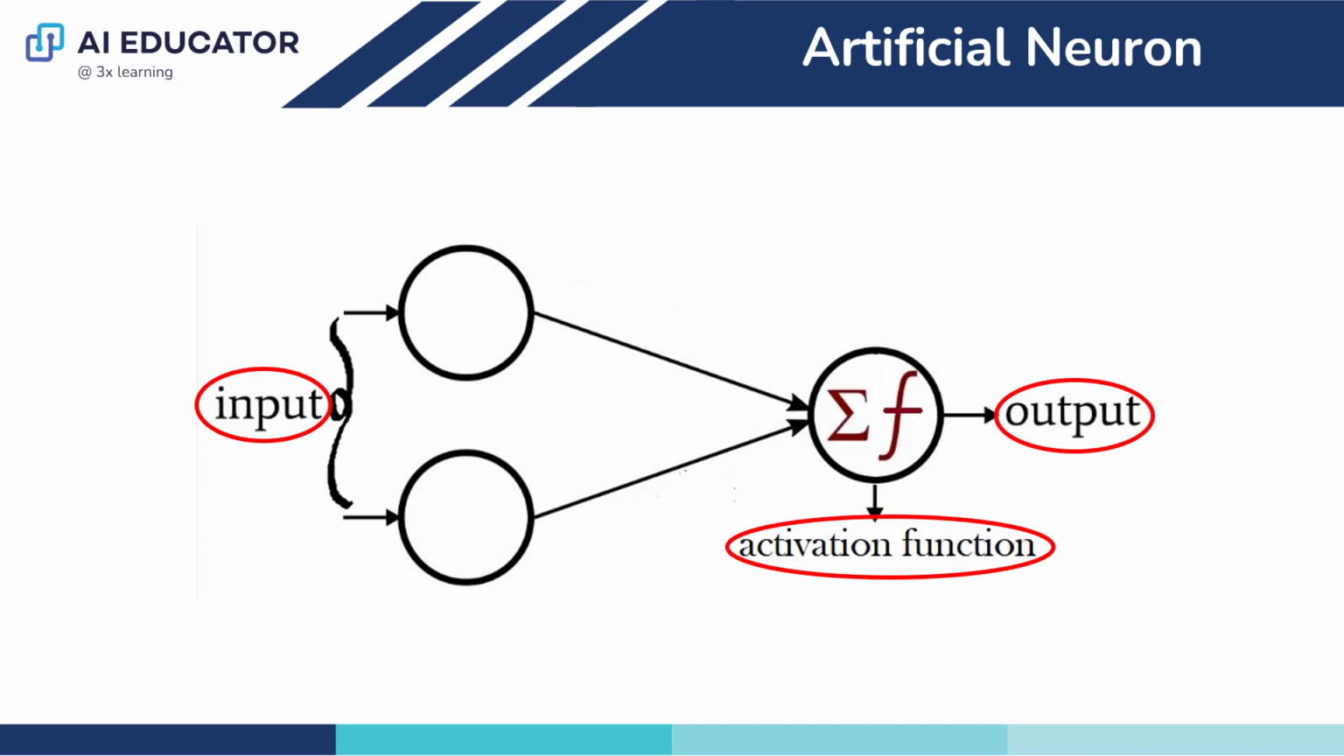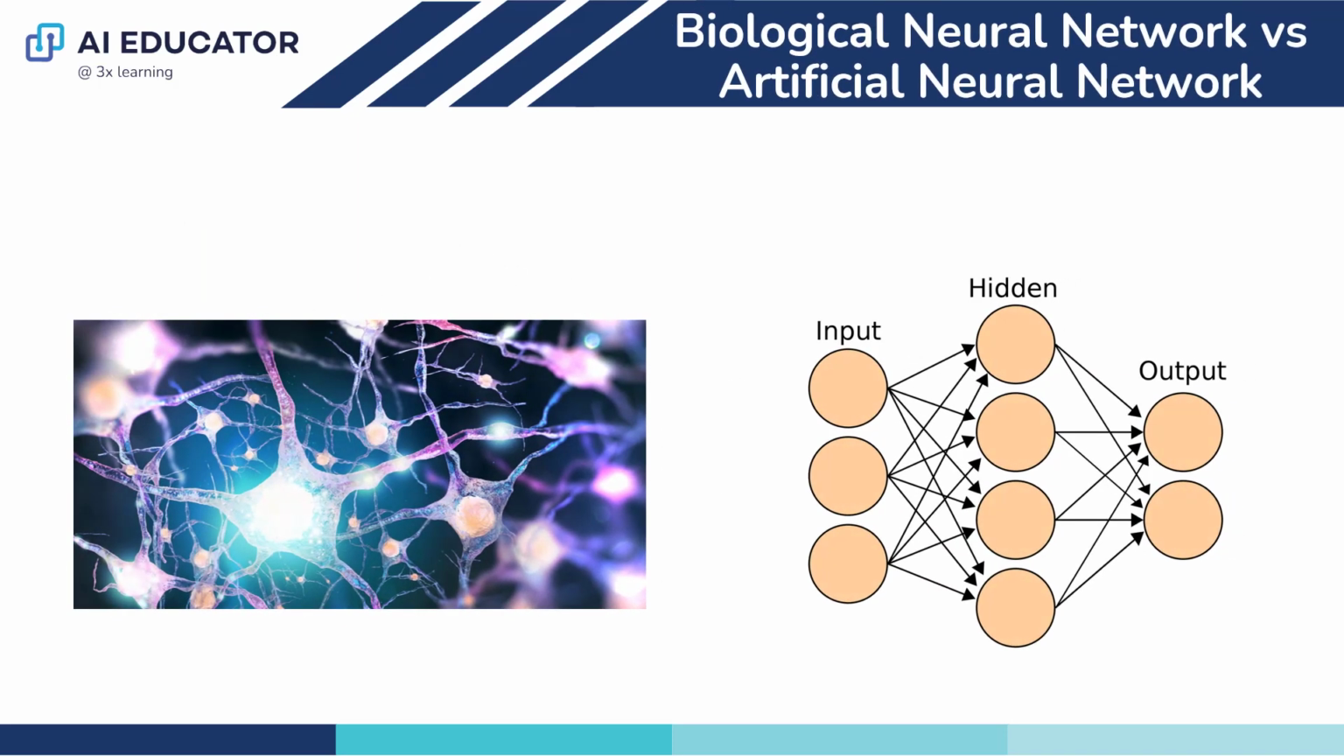Now, let us try to understand the neural network. Our human brain is built with millions of neurons interconnected with each other in such a way that the output of one neuron becomes the input of others. In a similar way, we try to create an artificial neural network. Here, an artificial neural network is built with multiple neurons interconnected in multiple layers.